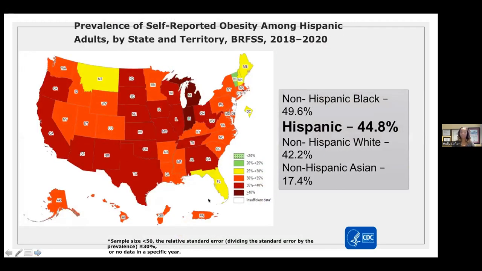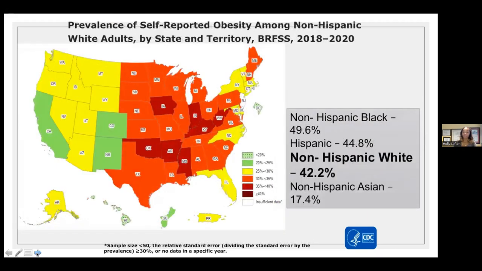Now, if we're looking at the Hispanic population, 44.8%, we see differences in ethnicity. And if we're looking at the self-reported non-Hispanic white Americans, we do start to see a little bit of a lower trend based on BMI, but we know that there can still be high health-related conditions even when someone has overweight in a non-Hispanic white population.